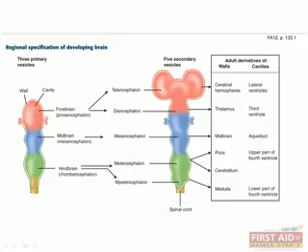Okay, moving on to the central nervous system. This starts with just three regions: the prosencephalon, mesencephalon, and rhombencephalon, which contribute to the forebrain, midbrain, and hindbrain respectively. The prosencephalon divides into the telencephalon and diencephalon, which become the cerebral hemispheres and thalamus respectively. The rhombencephalon divides into the metencephalon and myelencephalon, which become the pons and cerebellum and the medulla respectively.